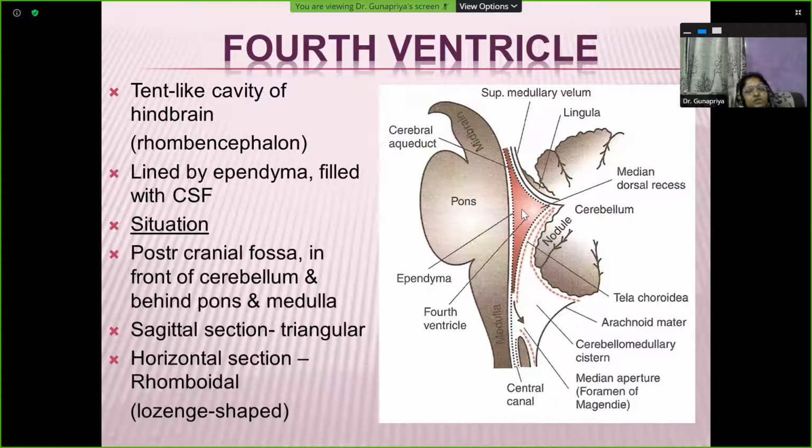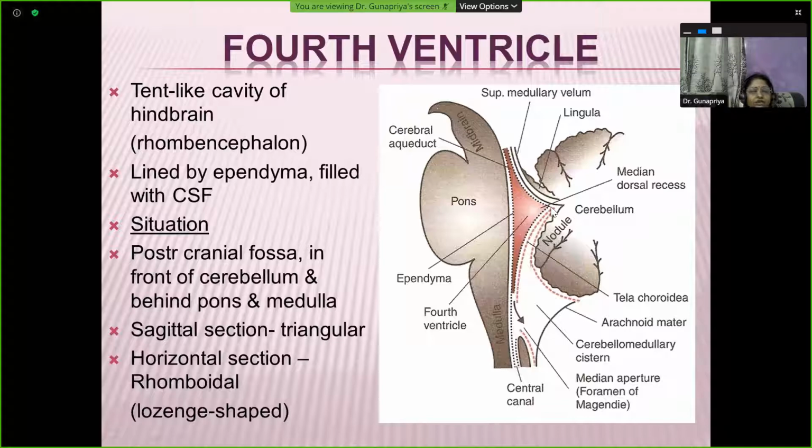It is situated in the posterior cranial fossa. Obviously the brainstem and cerebellum are all situated in the posterior cranial fossa in your cranial cavity. So it is situated in front of the cerebellum and behind the pons and medulla, positioned between the pons and medulla in front and the cerebellum behind.